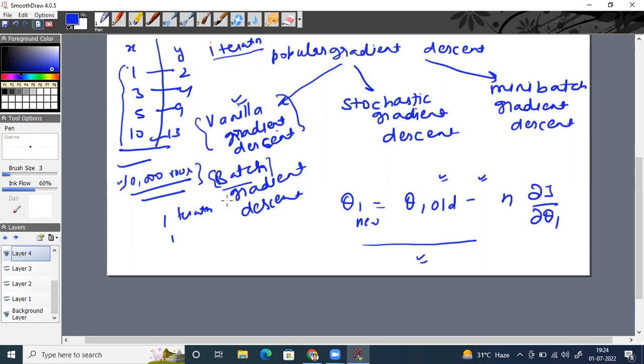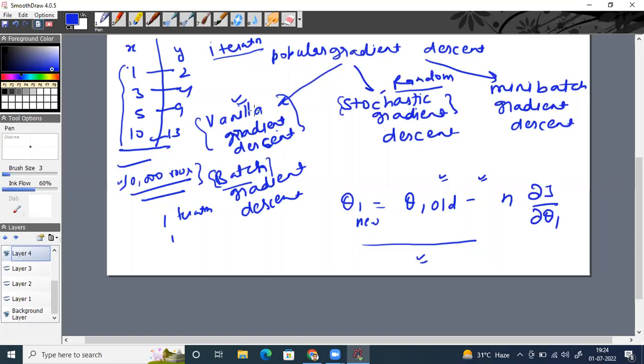To deal with that problem, what has been designed? Stochastic gradient descent has been designed. Stochastic means random, first of all. Remember, a stochastic process is a random process. So what will happen in this case? Weight update will happen after each data point.